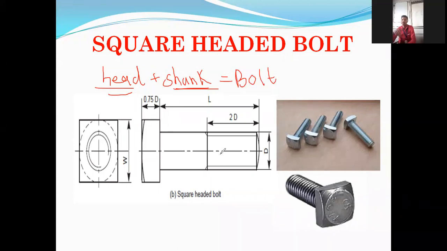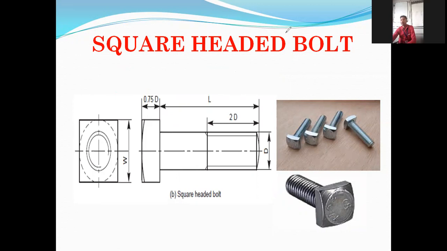शांक म्हणजे काय, कशाला म्हणायचं शांक? SHANK. शांक मीन्स ज्याच्यावरती थ्रेडिंग आहे तो पार्ट, the cylindrical part on which there is threading, is called the shank. So head plus shank is equal to bolt. So here you can see, or you can take a screenshot of this. In the case of a square-headed bolt, the bolt head is square, and for the remaining part you can see what the thickness or width is.